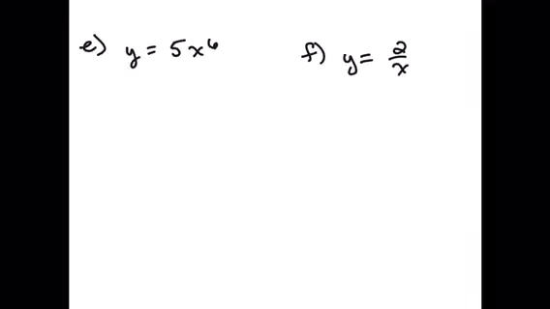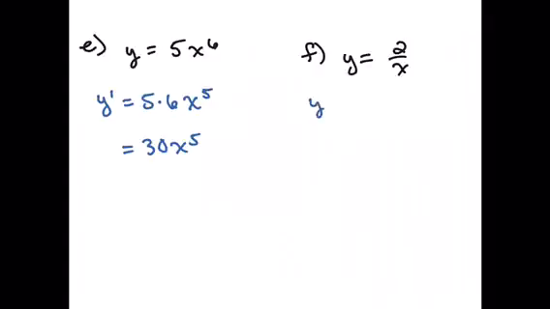Okay. For E, I have y equals 5 times x to the 6th. And that constant multiple rule tells me to just keep the 5 out front. Then I take the derivative of x to the 6th. Well, a 6 comes out front, and I get x to the 5th. So my answer is 30 x to the 5th.